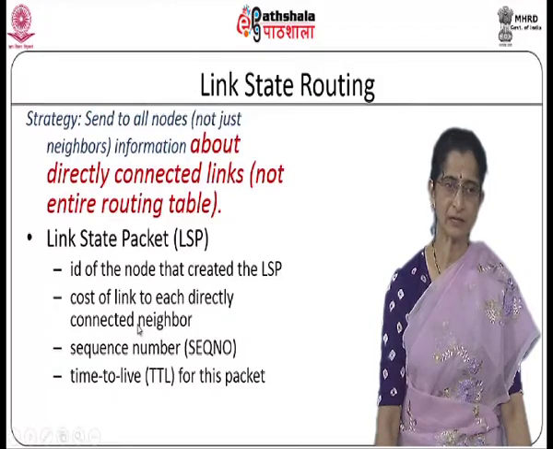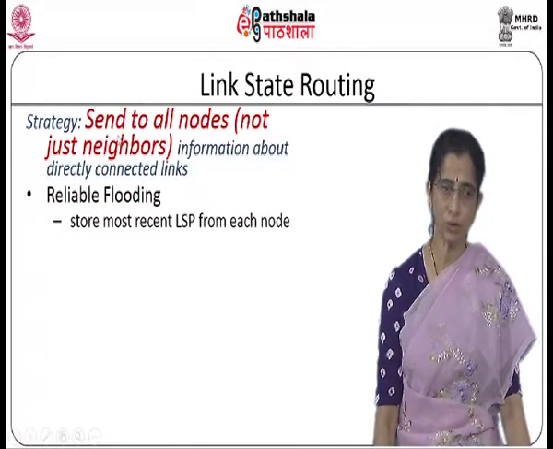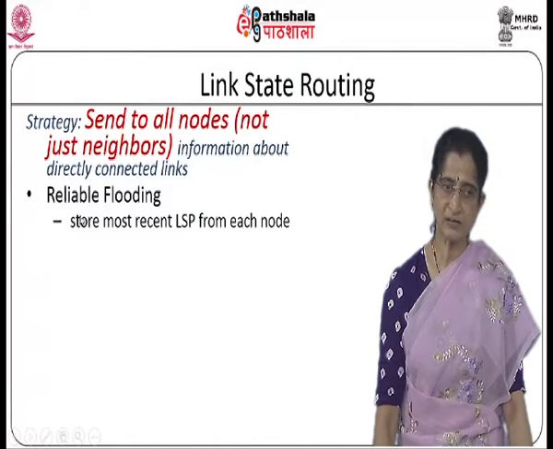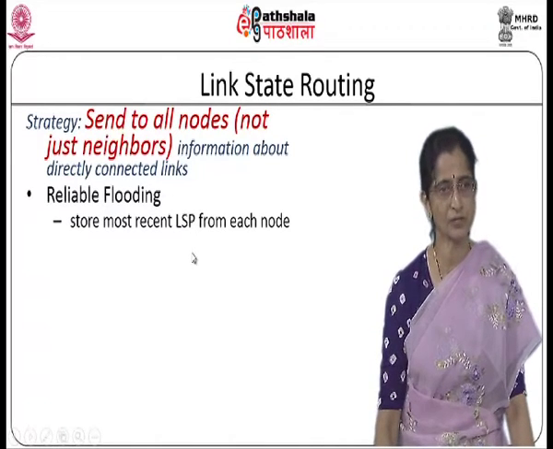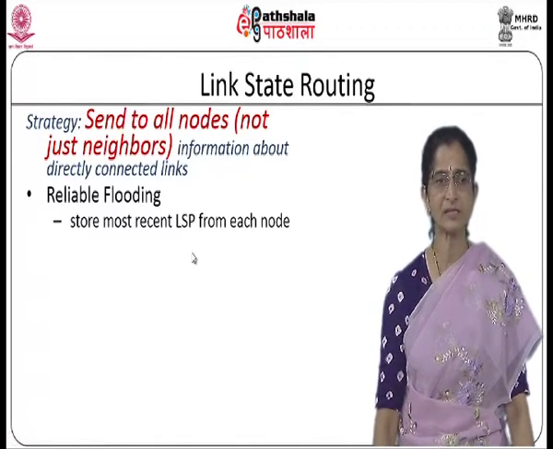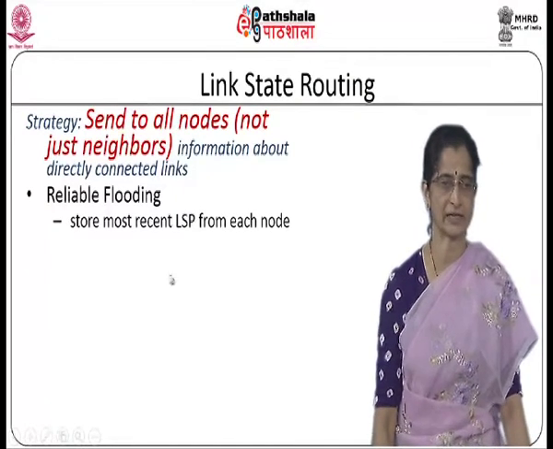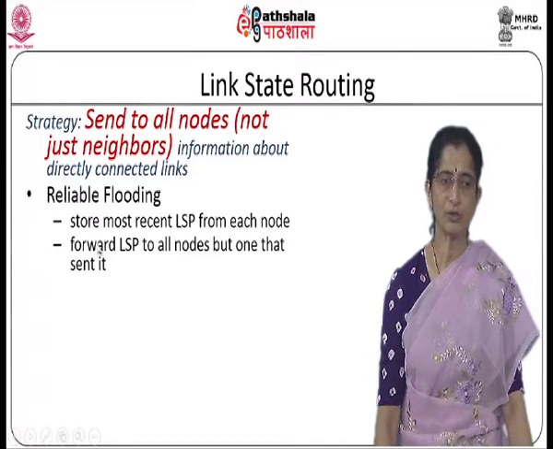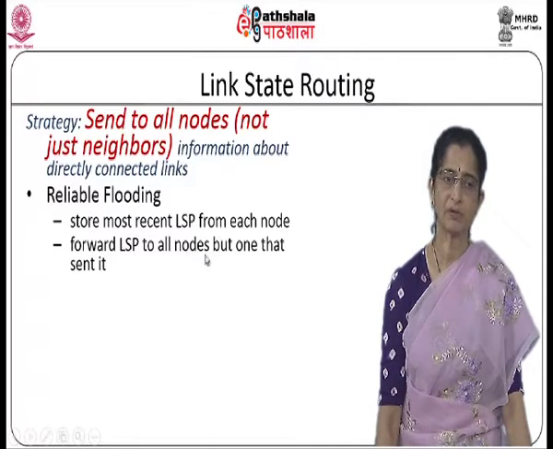Now, the second part of the strategy that we had is that you send this information to all the nodes, not just neighbors. The information that we have is available in the form of this link state packet. So, all we have to do is make sure that this link state packet is sent to all the nodes. We have to do some reliable broadcasting, or reliable flooding as it is called. So what do we do now? When a particular node has its LSP, it forwards it to all the nodes but the one that sends it.